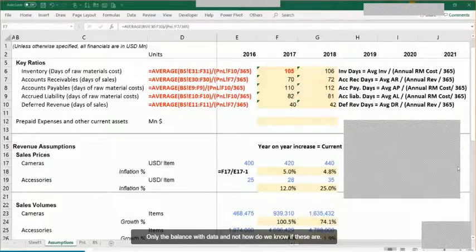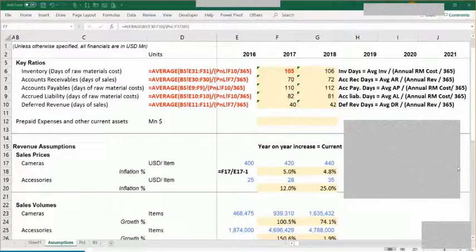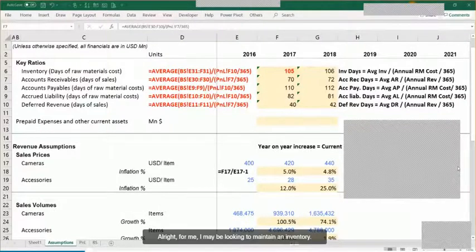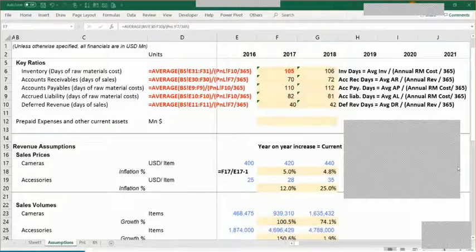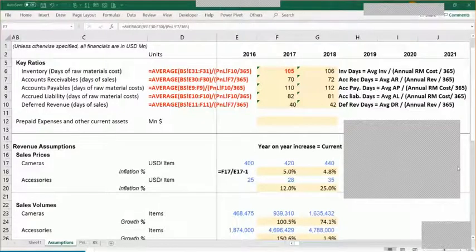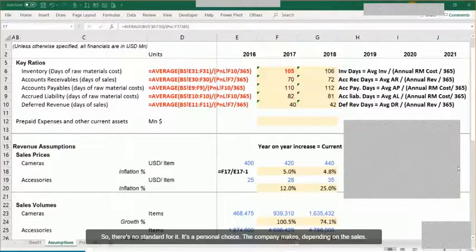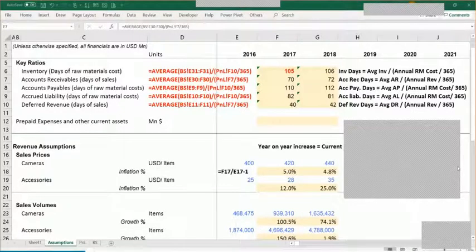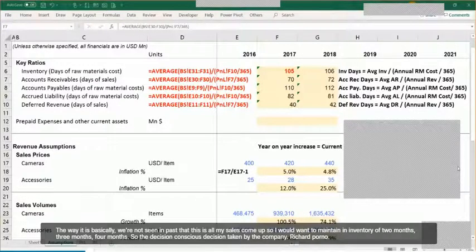How do we know if these are good or bad numbers? See, there is no standard for it. For me, I may be looking to maintain an inventory of 3.5 months. My competitor may be maintaining an inventory of 2 months. Somebody else could be maintaining an inventory of 6 months. So there is no standard for it. It's a personal choice that the company makes depending on the sales pipeline that it sees, the way it has seen in the past that this is how my sales come up. So I would want to maintain an inventory of 2 months, 3 months, 4 months. It is a conscious decision taken by the company which it follows.